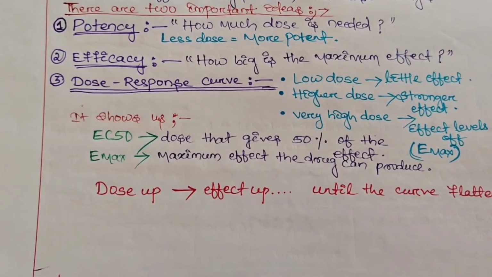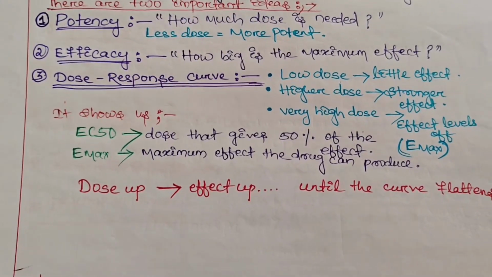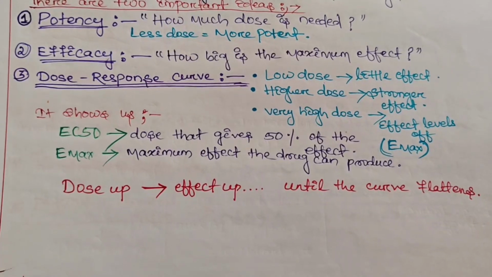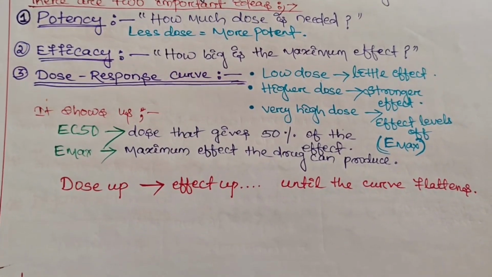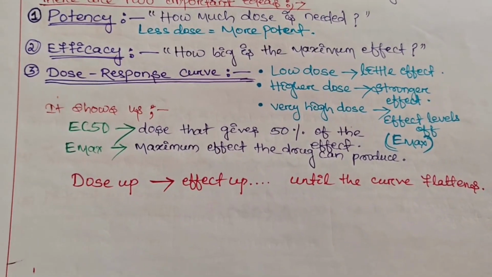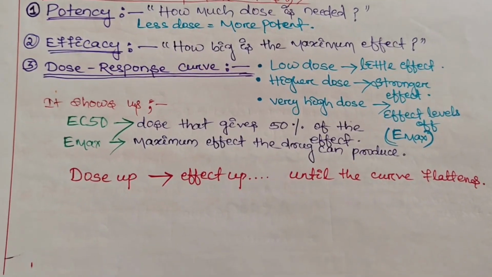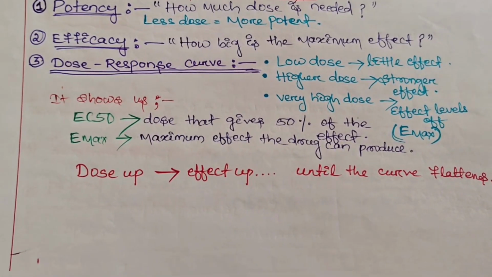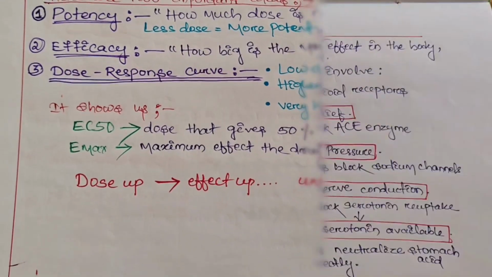Next is the dose response curve. Low dose leads to little effect. High dose leads to stronger effect, and very high dose leads to the effect levelling off, which can be described as Emax. So it shows us the EC50, the dose that gives 50% of the effect, and Emax is the maximum effect the drug can produce. So dose increases the effect until the curve flattens. This can help us to compare drugs based on potency and efficacy.